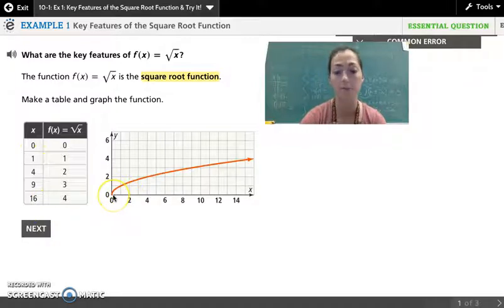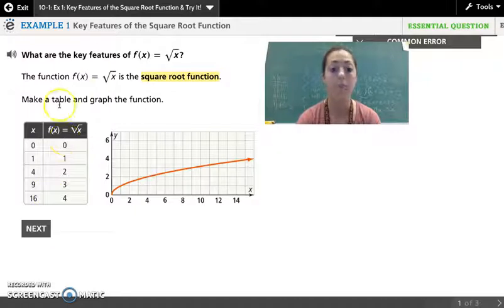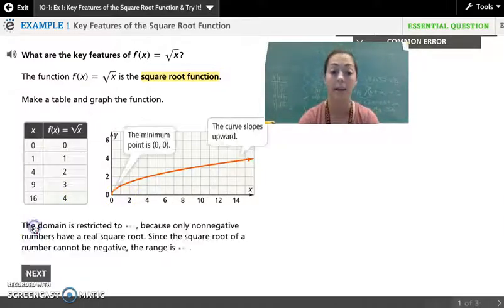And then when you plot those points, you're going to notice that it makes a slight curve. I like to call it the top of the R. If you're thinking of an R, the top of the R is what all square root functions should look like. So make sure you make that table, you graph it, and show those 4 points, and then make it look like the top of an R. Pause the video when you're done, hit play.